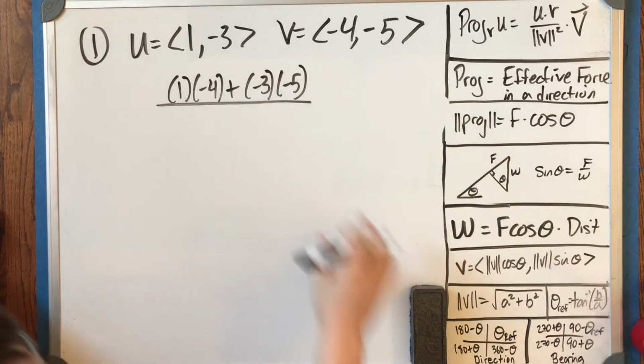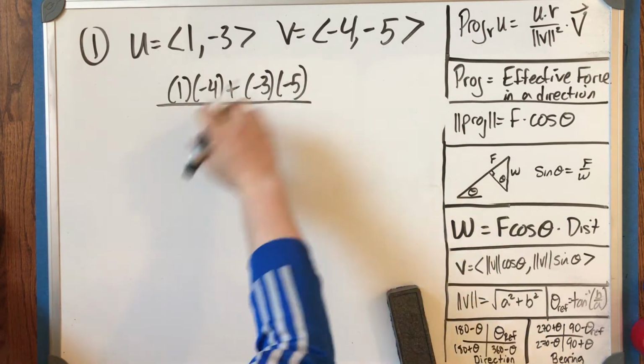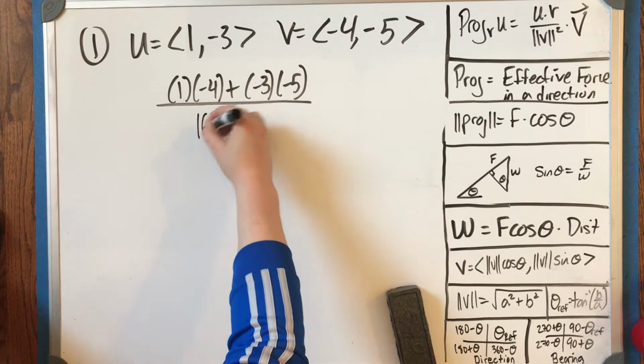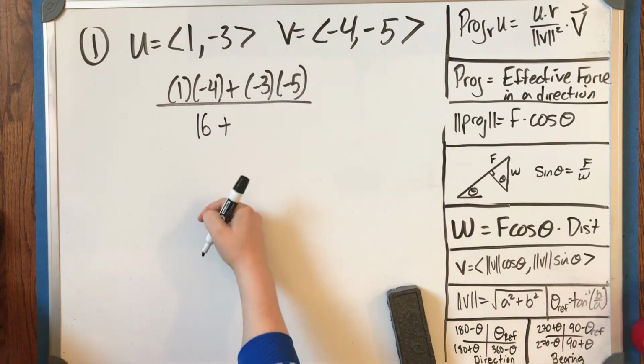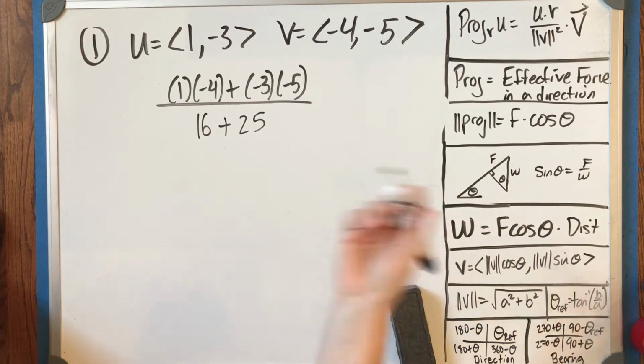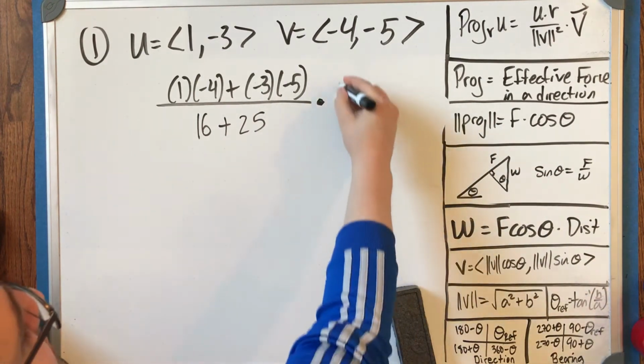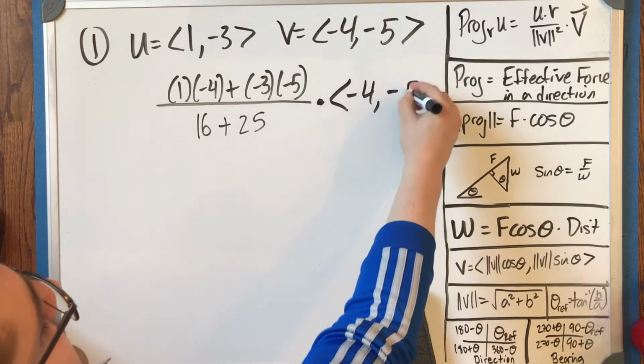So the magnitude of v is the square root of a squared plus b squared. So down here I really just need to do a squared plus b squared. I forgot what I was doing for a second. I don't know. I'm a mess. And then I just multiply that by vector v.